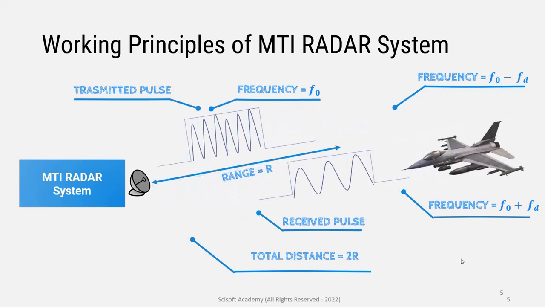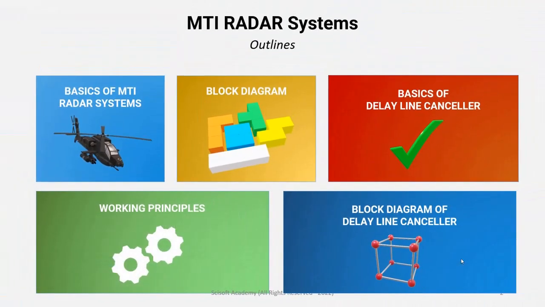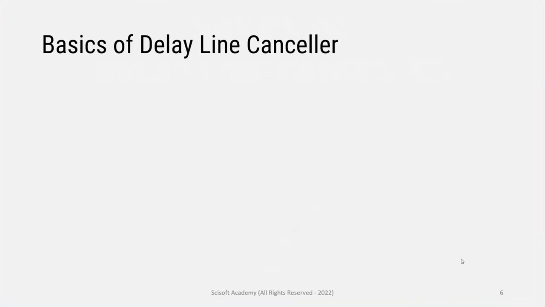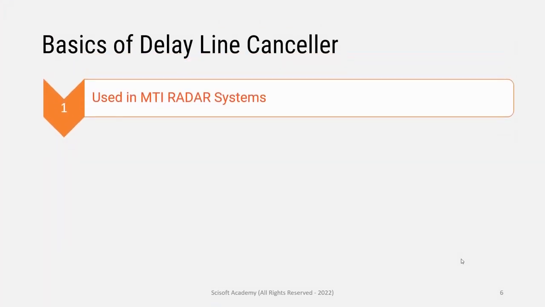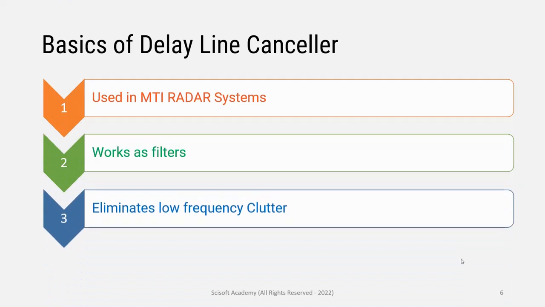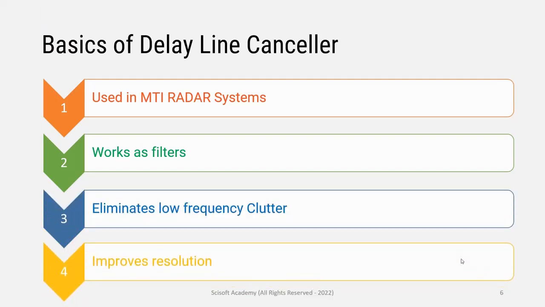Let's see what delay line cancellers are and where we can use them in MTI radar systems. Delay line cancellers are basically used in MTI radar systems. They are filters which help us eliminate the low frequency clutter in the received signal. Because of this property, we can get high resolution for specific object identification. So these are some basic info about delay line cancellers.